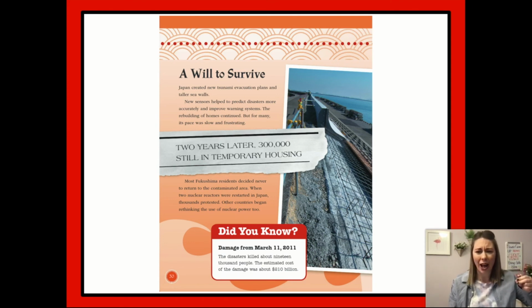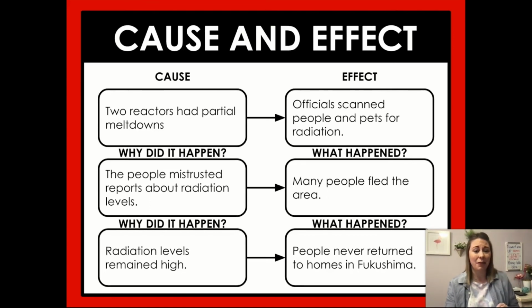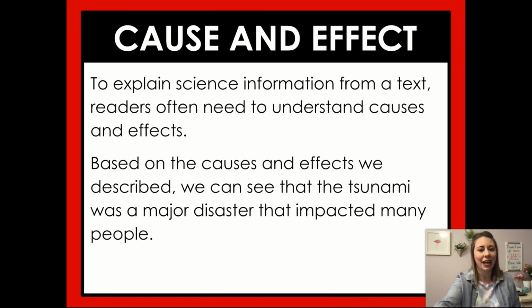So let's think, why did people not come back? Well, it took so long for them to rebuild houses that they didn't even have a house to go back to for a long time. And then also, it says they decided never to return to the contaminated area because they're still worried about that radiation. So in my text this time, I put that the radiation levels were still high where people were concerned. They didn't want to come back. So that's how we can use cause and effect to explain the events in our text.